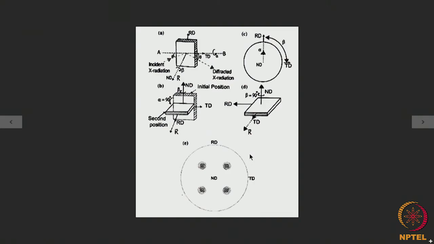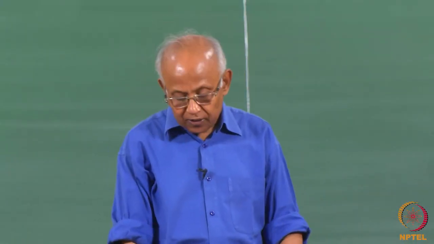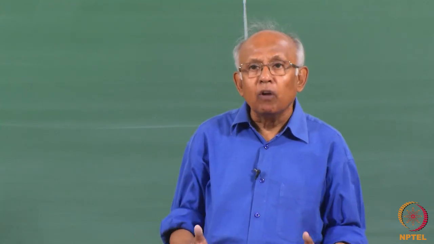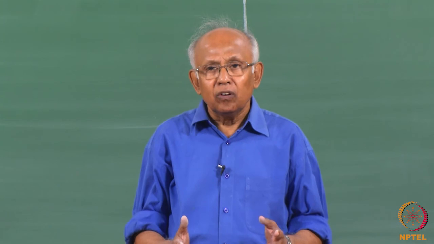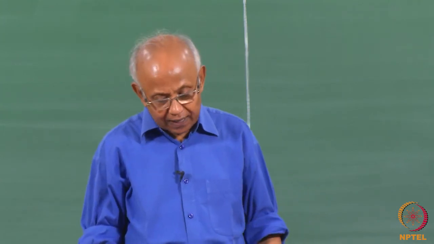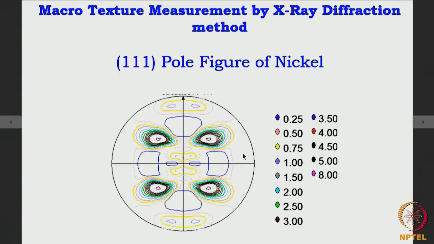Now, getting a pole figure is the first part of the job. Now, we have to interpret the pole figure: what knowledge do we have from the pole figure about the texture of the material? Say, for example, I show here a 1-1-1 pole figure of nickel. That means this nickel was heavily cold rolled, 95%, and then it was annealed so that the whole thing recrystallized. So, this is the pole figure of recrystallized nickel.